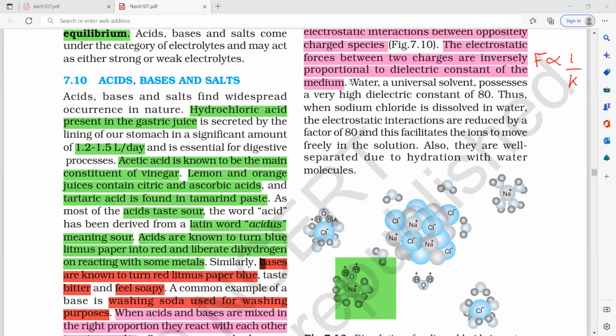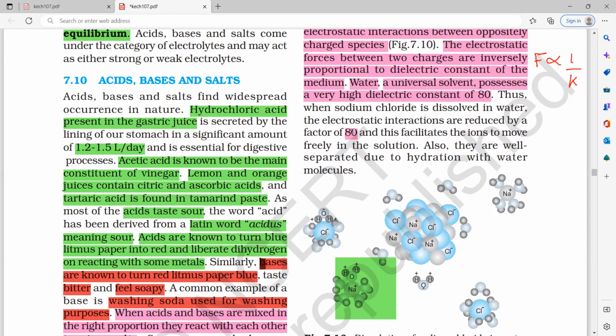Water, a universal solvent, possesses a very high dielectric constant of 80. Water is a universal solvent because it is available everywhere. Thus, when sodium chloride is dissolved in water, the electrostatic interactions are reduced by a factor of 80.